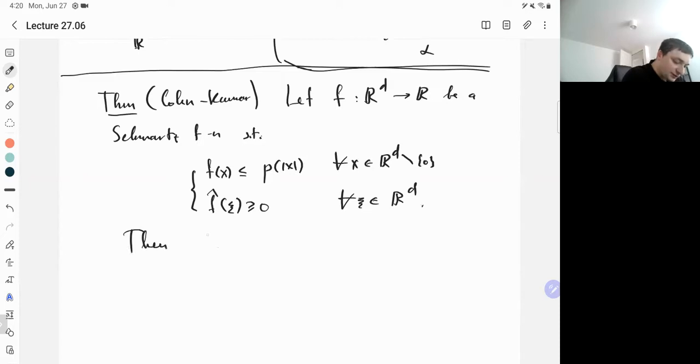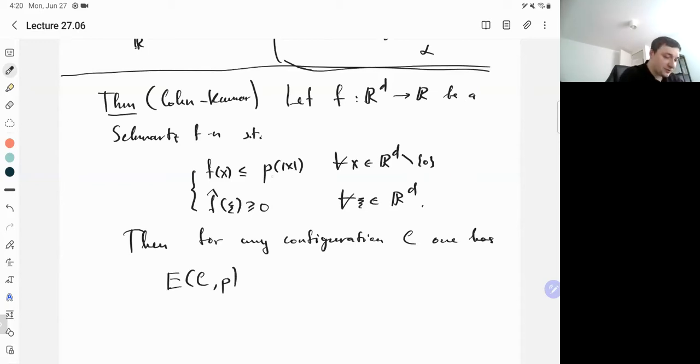Then the energy, so for any configuration C, one has that the energy of the configuration, the potential energy with respect to this potential P, is at least, and it's bounded from below by the Fourier transform of this auxiliary function f at 0 times the density of the configuration minus the value of the function itself at 0.